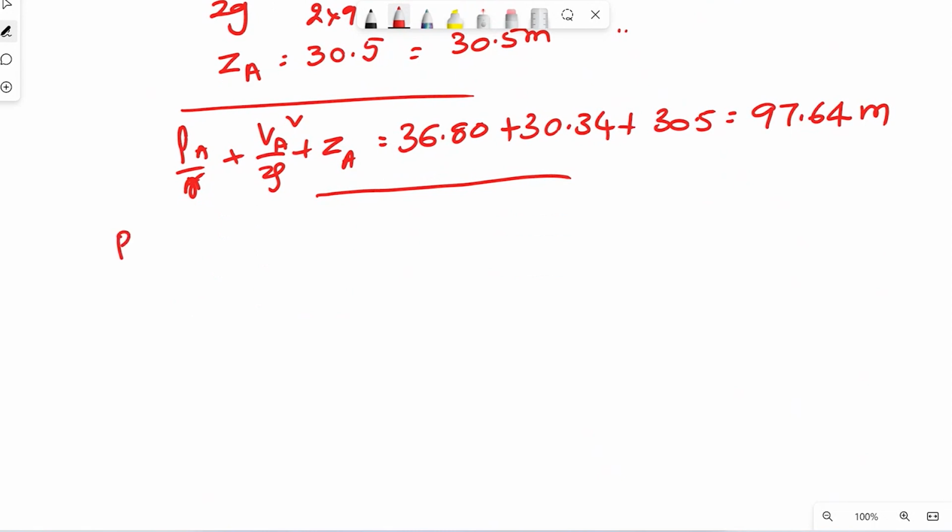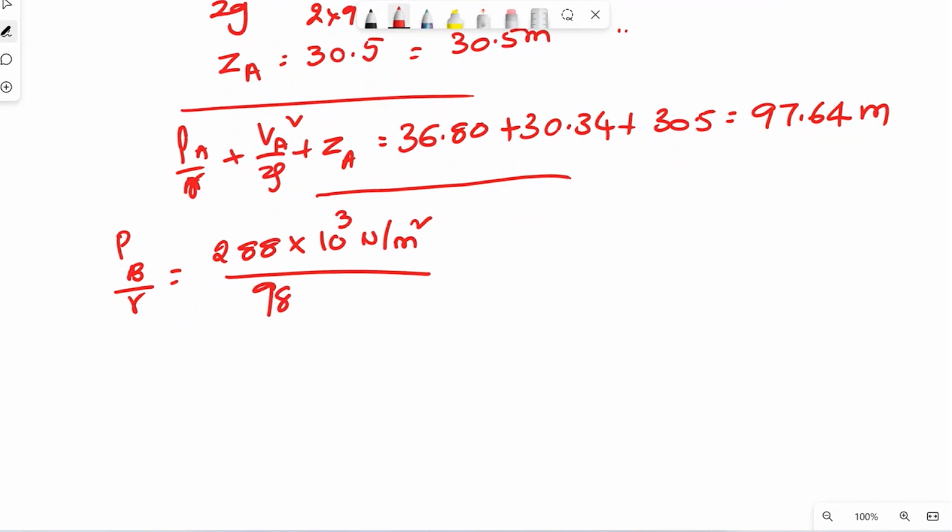What is PB? P by gamma. PB is how much he has given? He has given 288 kilonewton per meter square. So 288 into 10 to the power of 3 Newton per meter square divided by gamma, 9810 Newton per meter cube. That sums to around 29.36 meters of oil. Then VB squared by 2g, how much?